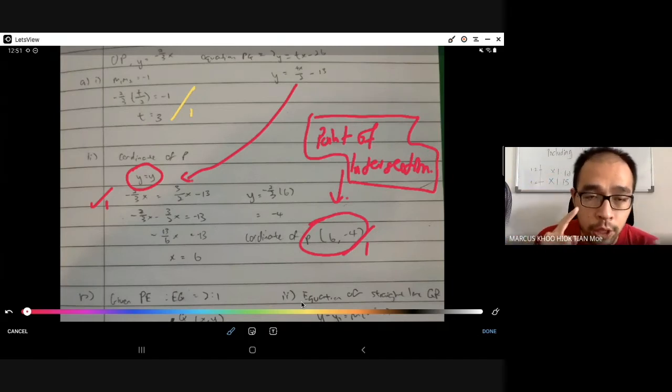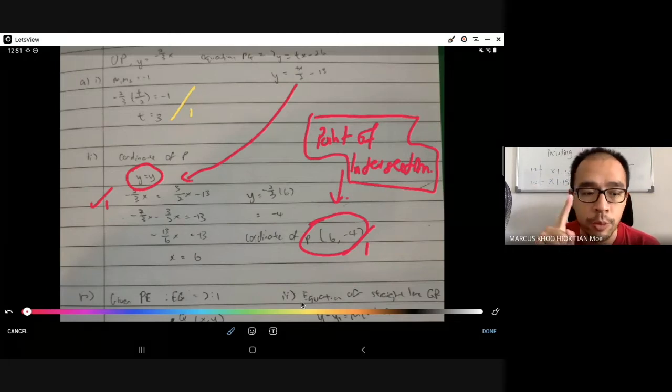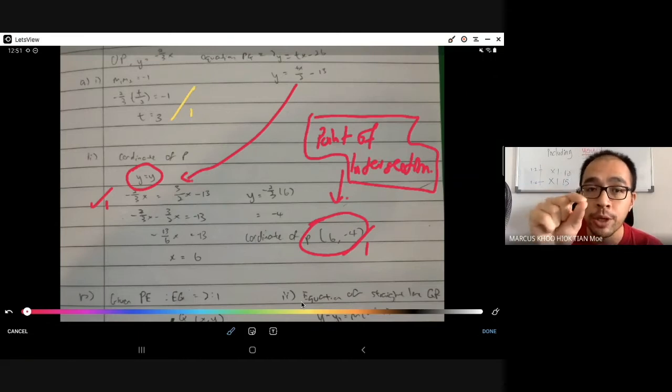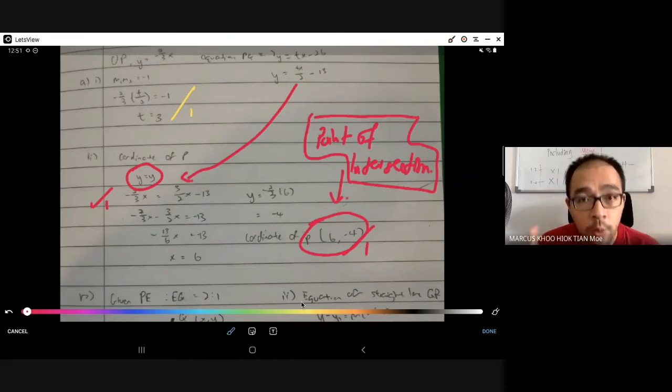Okay, we use point of intersection in this chapter. We use point of intersection in integration. When there's a curve and there's a straight line, kita mau cari dia punya titik persilangan, we always come back to y equals to y. So make sure that you know this terminology because it is a common question asked.